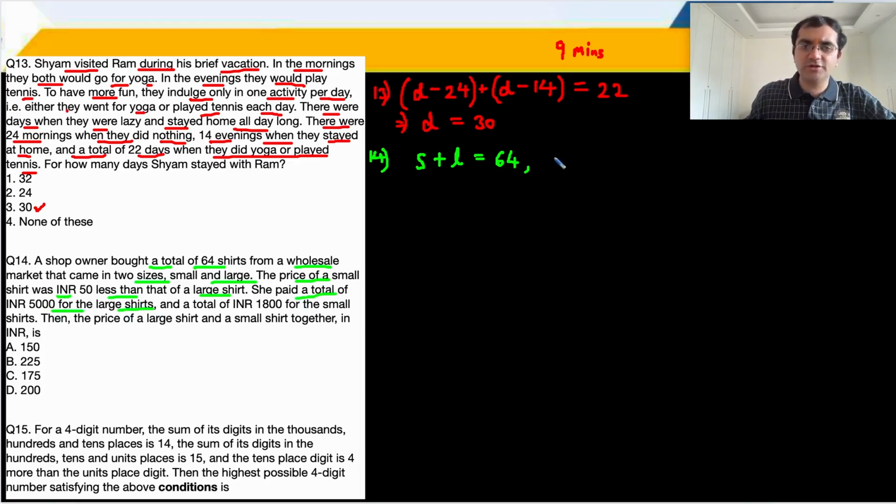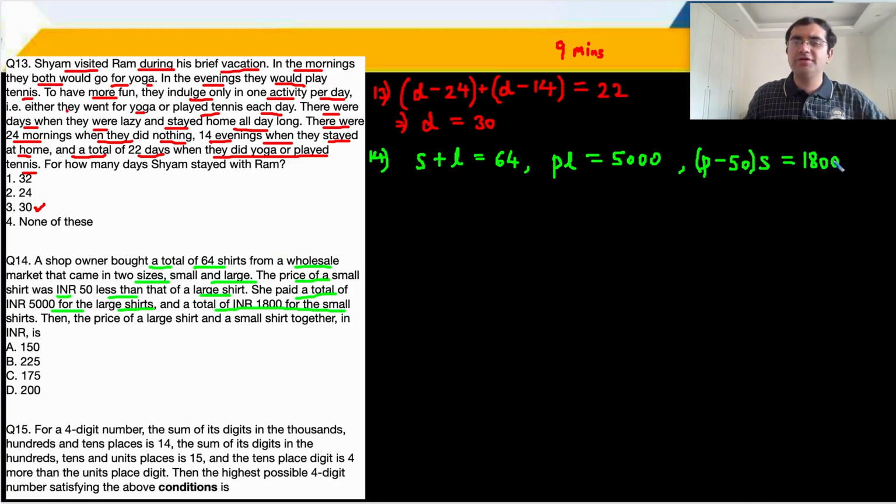So let's say that the price of a large shirt is P, quantity is L, total is 5,000. The price of a small shirt is 50 less than a large shirt, so therefore P minus 50. Small shirts are S and the total is 1800 rupees for small shirts. 3 equations, 3 variables, and you can solve. However, traditional solving over here will lead you to a quadratic equation and it will become lengthy. So what I would do is use the options.